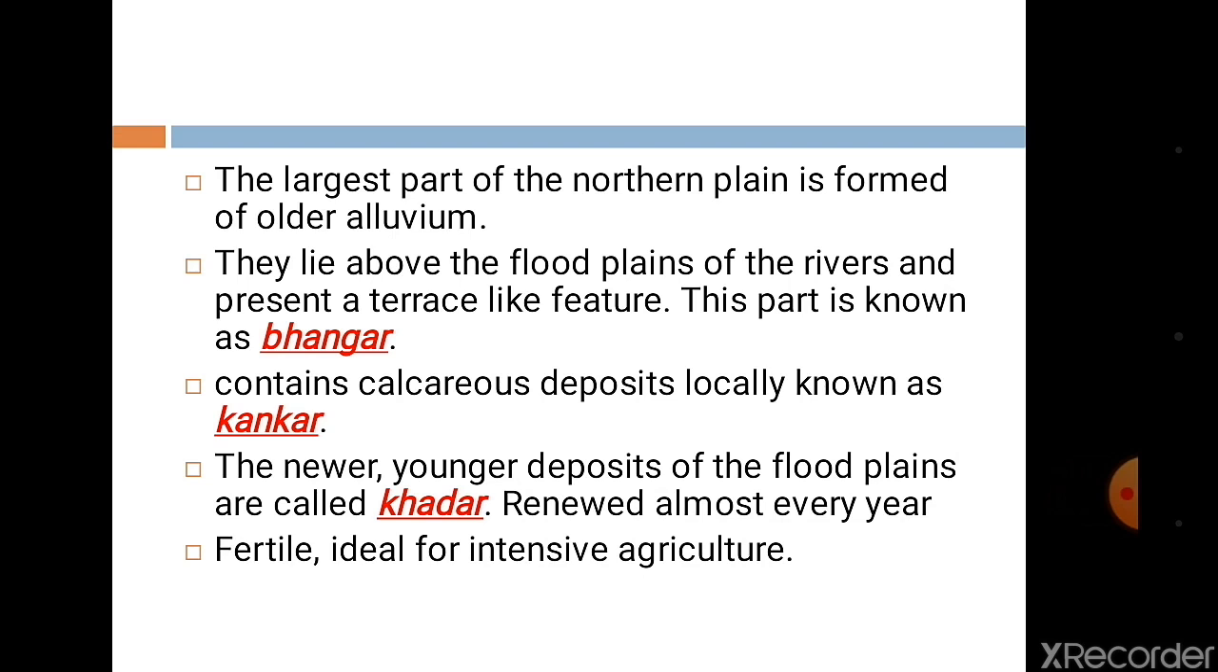Purposely, the terms are given in a different font and a different color. You should focus on Bhangar, kankar and Khadar, and understand which part is useful and which is not. The newer, younger deposits of the flood plains are called Khadar. They are renewed almost every year. Every year these rivers are full of flood water, so every year the Khadar is renewed.